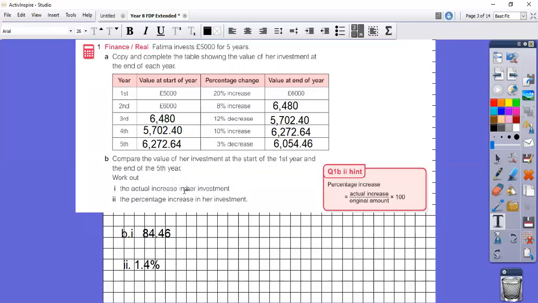£6,054.46. So to work out the actual increase, well, at the beginning of the year, she had 5,000, and at the end of the year, she had £6,054 and 46 pence.